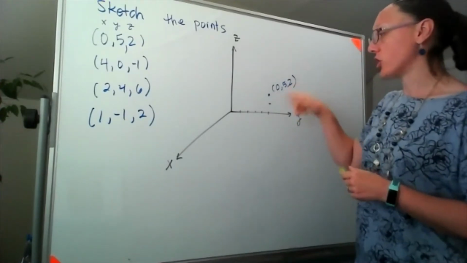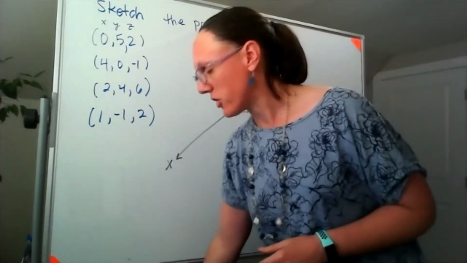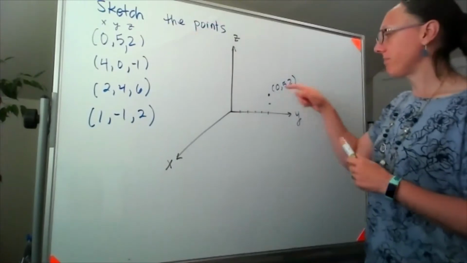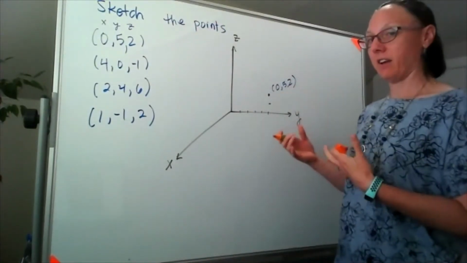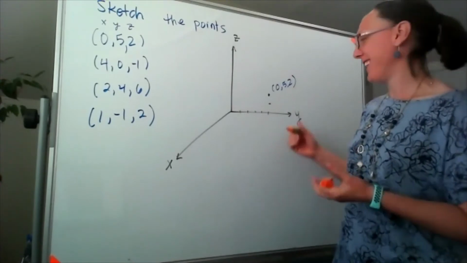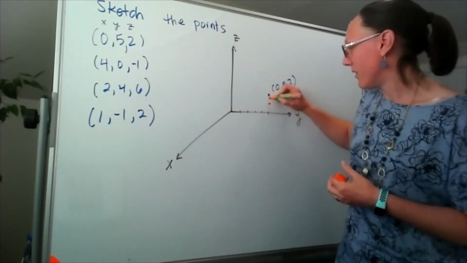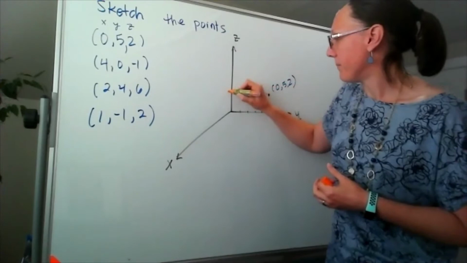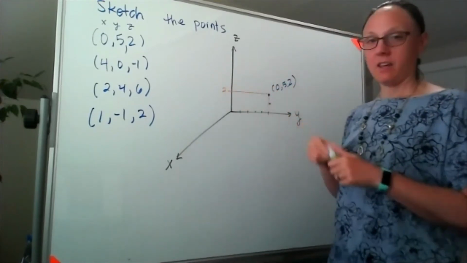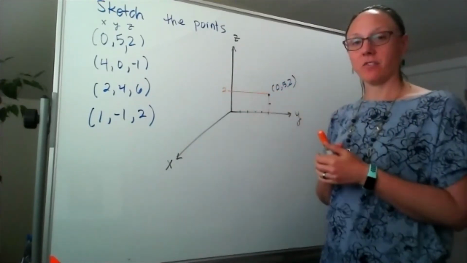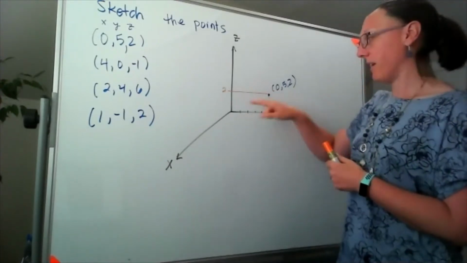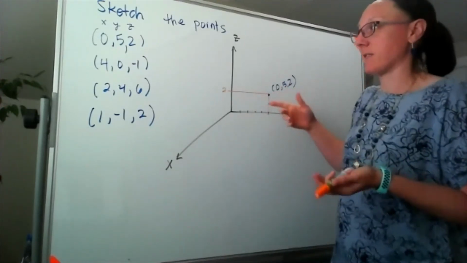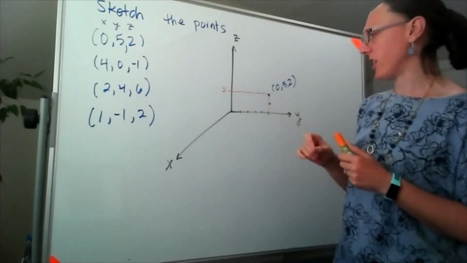Another way that you could show this is by imagining that point as the corner of a box and then drawing in the rest of the box. So we have kind of a flat box in this case because we had no x component, but that's the corner where that sits. Let's look at another one.